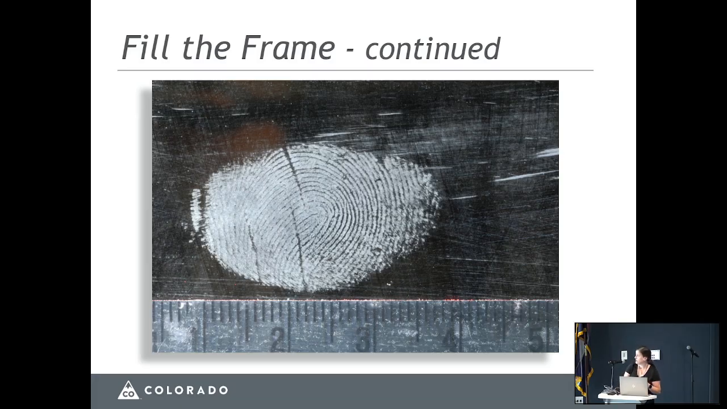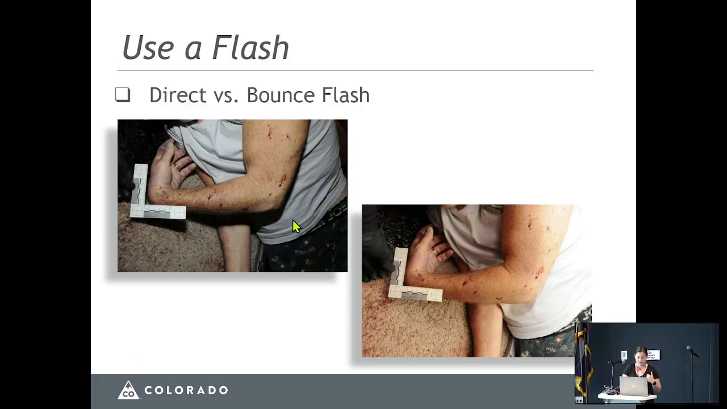Here's just another example. The first photograph was a shoe impression, the second one was a latent print photograph. Using a flash, we will use bounce flash. The photograph on the left shows you using direct flash on the individual. The photograph on the right is using bounce flash. It just illuminates the scene better and gives you proper awareness of what the scene looked like.